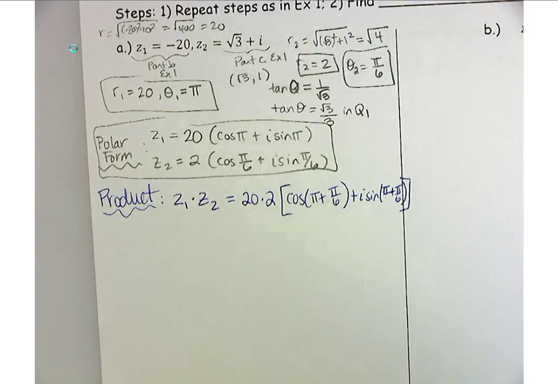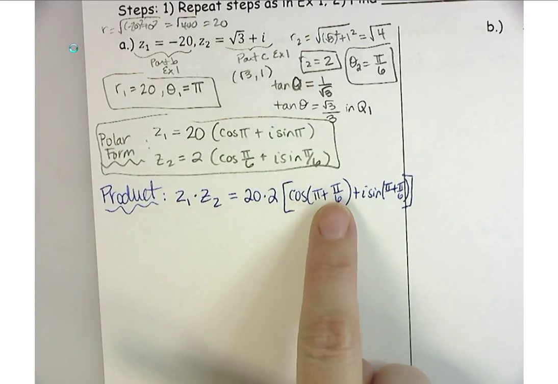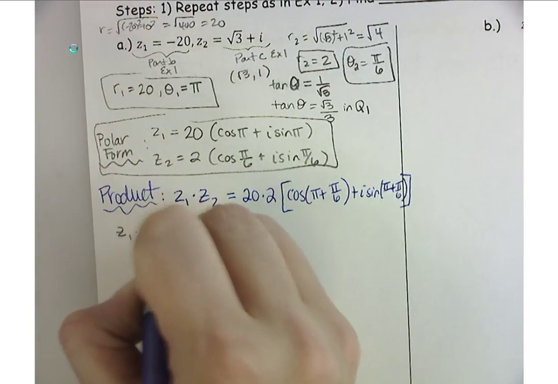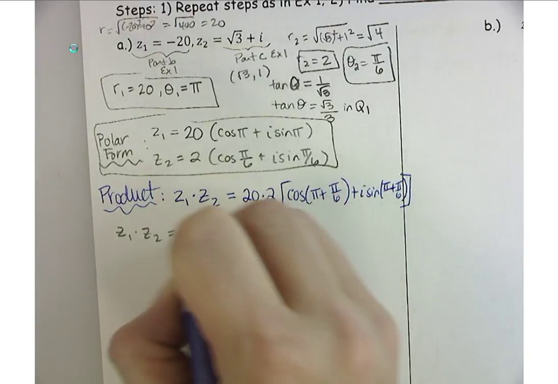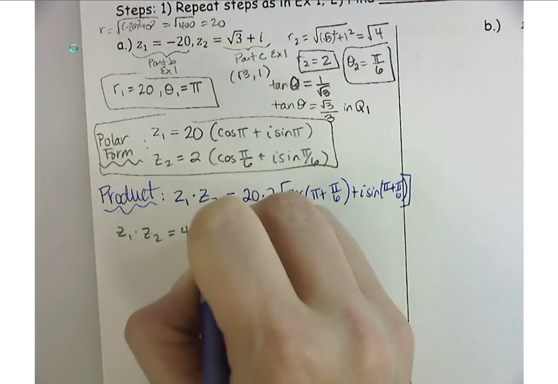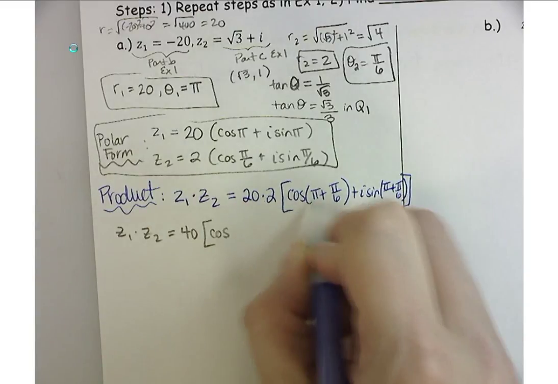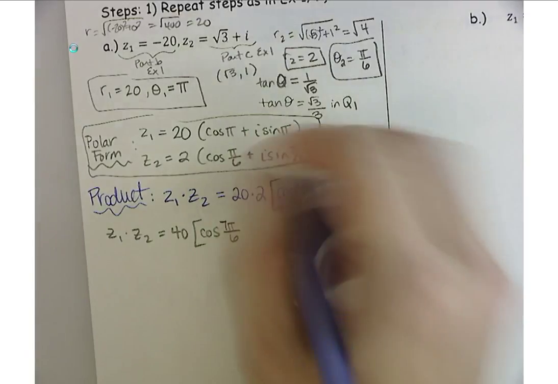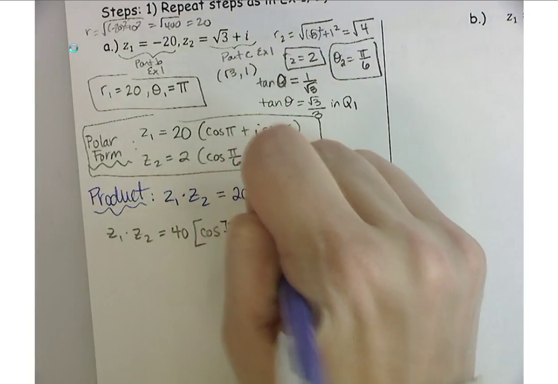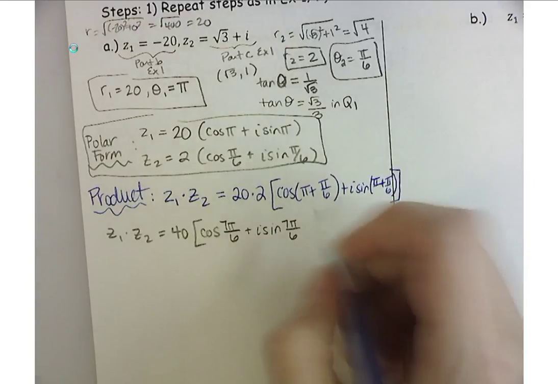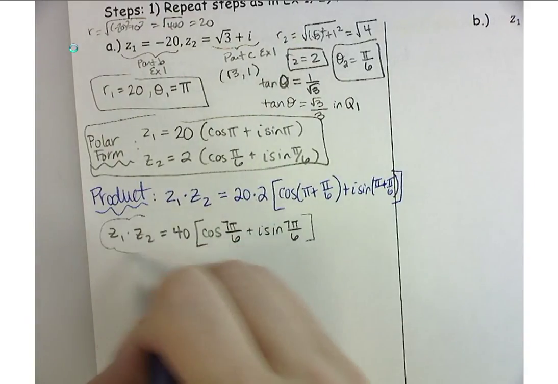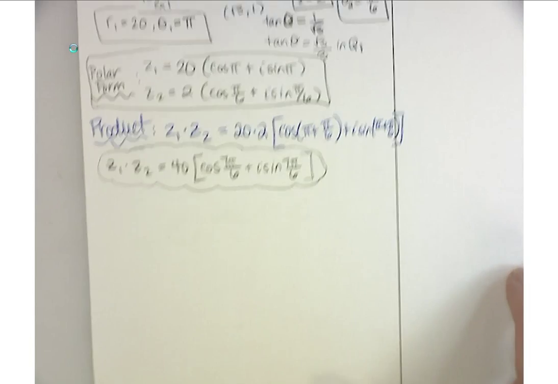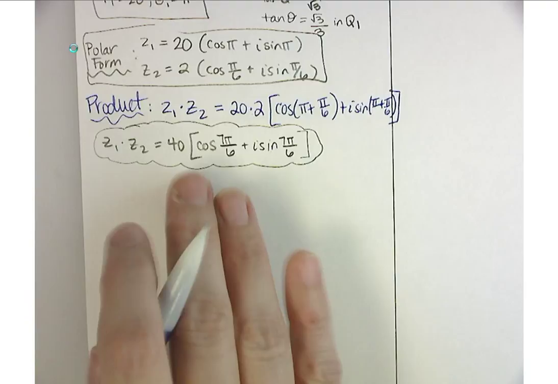Okay, so we are going to add these together. If they're both radians, then you're going to keep it in exact radians. So z sub 1 times z sub 2 is going to be 20 times 2, which is 40. And then what is pi plus pi over 6? Good, okay, so it's just 7 pi over 6. You are not going to simplify this any further. You have to leave this in polar or trigonometric form. Okay, so polar form, trigonometric form, they both represent the same thing.